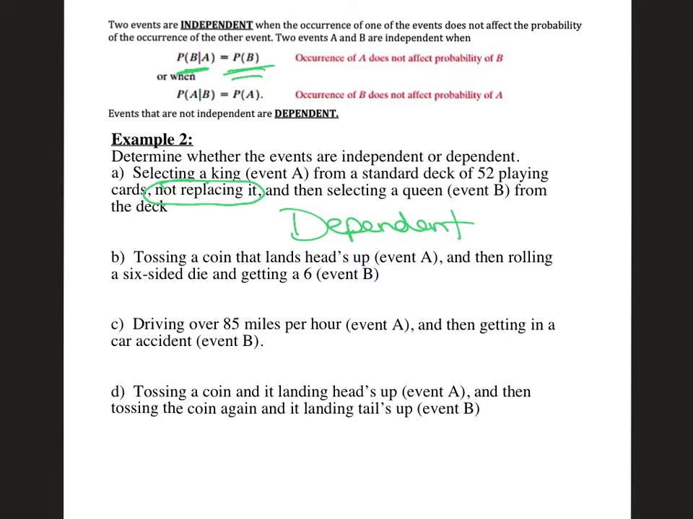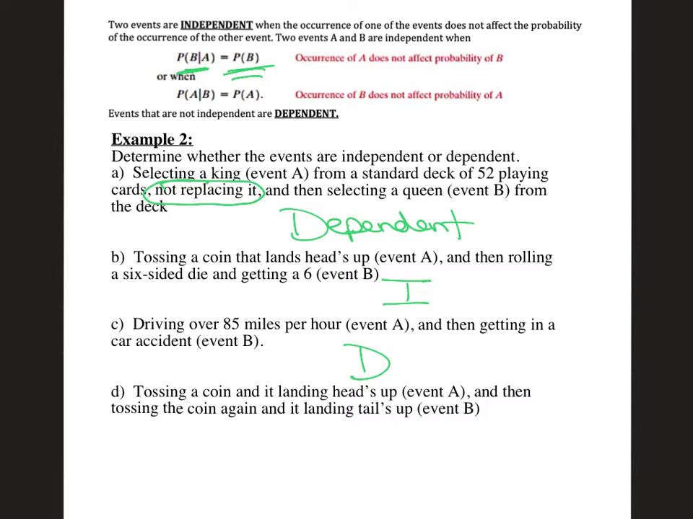Tossing a coin that lands heads up and then rolling a six-sided die and getting a 6. Literally the two have nothing to do with each other, so they are independent. It doesn't matter, whatever I get on the coin is not going to affect whatever I get on the die, and vice versa. Driving over 85 miles per hour and then getting into a car accident. Yeah, sorry, that's dependent, guys. Don't speed, drive safe.